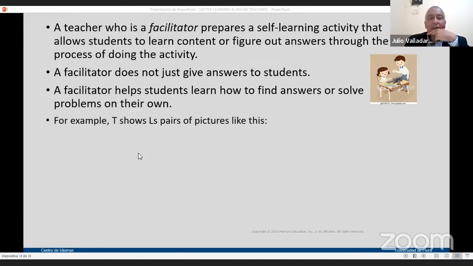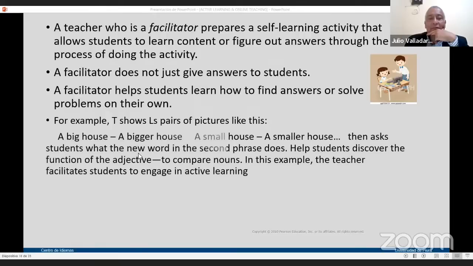For example, the teacher shows learners pairs of pictures: a big house, a bigger house, a smaller house. Then the teacher asks the student what the new word in the second phrase does. If you like teaching grammar, help the students discover the function of the adjective to compare nouns. A very simple activity, a big house, a bigger house. Maybe you can use pictures.